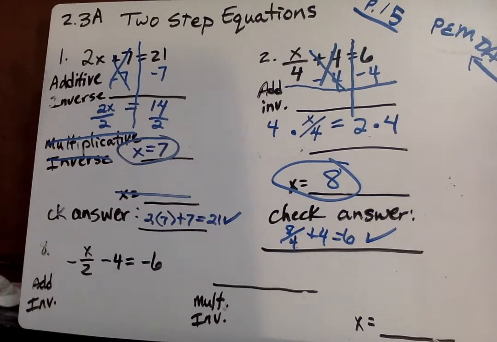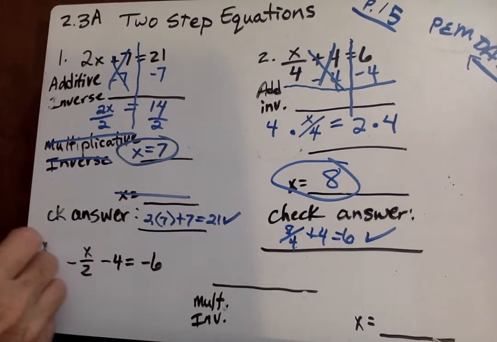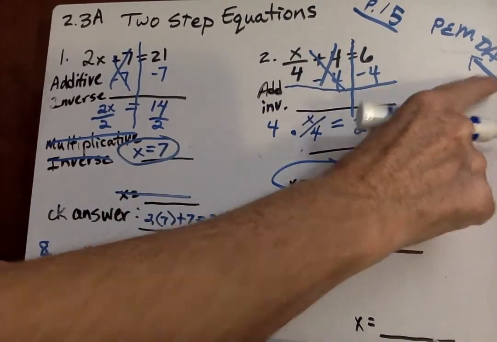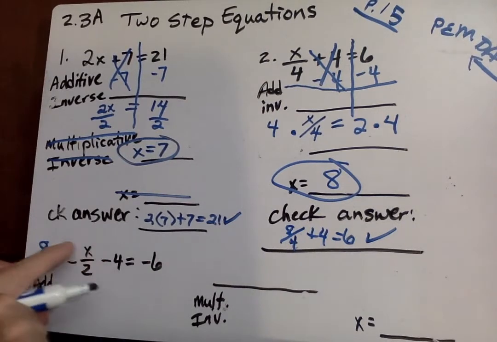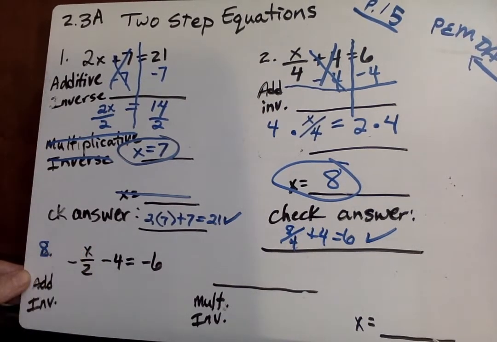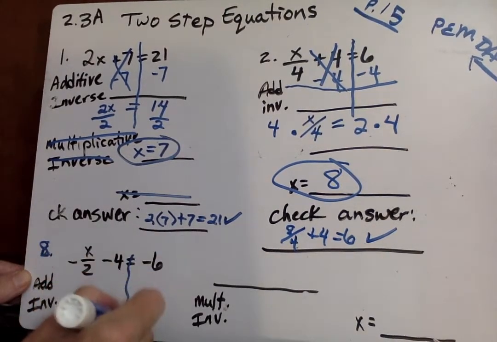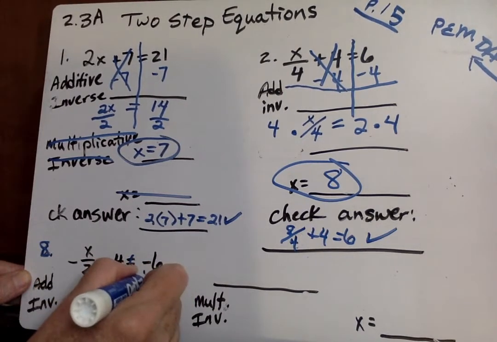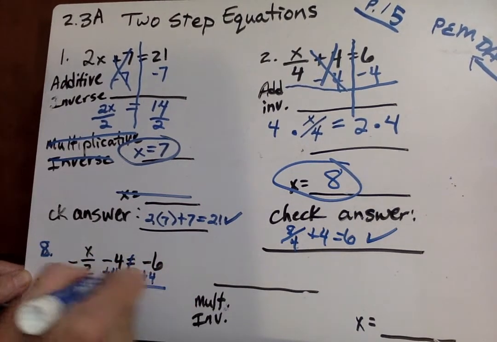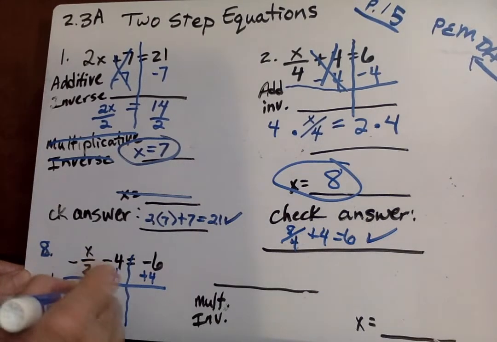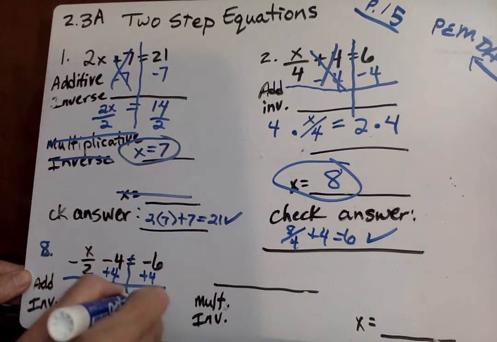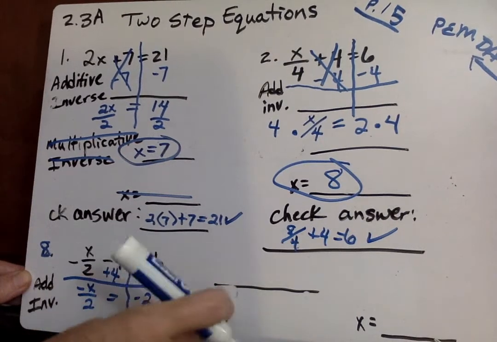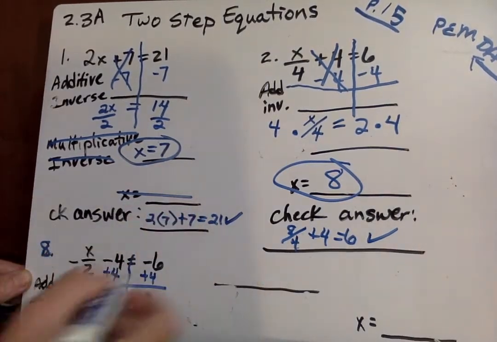All right, now we're going to jump down to number 8 where we get some negatives, and we see how to work those. Okay, so again, you start from add or subtract. There's my add or subtract. And again, we have to look to see where the variable is. That's where we're working to get that variable all by itself. Put our line down. Put plus 4 here. Whatever we do on one side, we do on the other. Plus 4. So it's negative x over 2 equals negative 2.